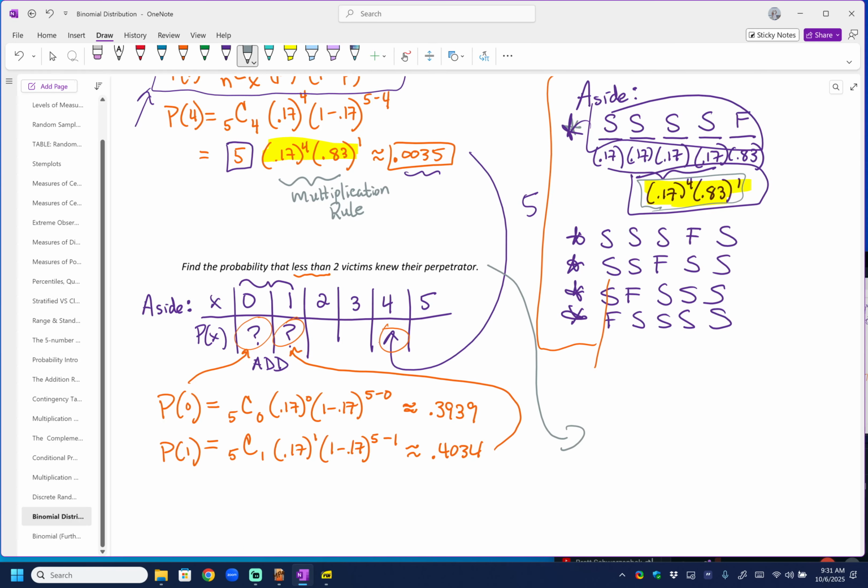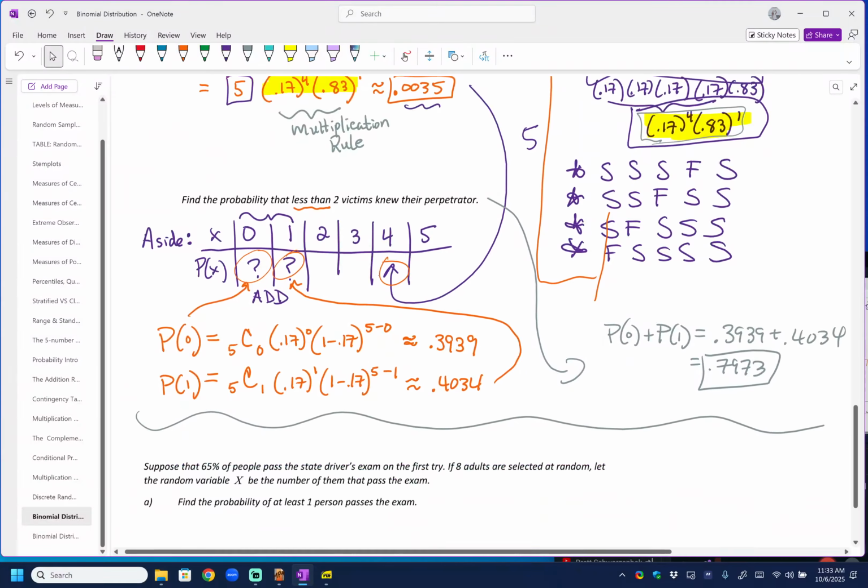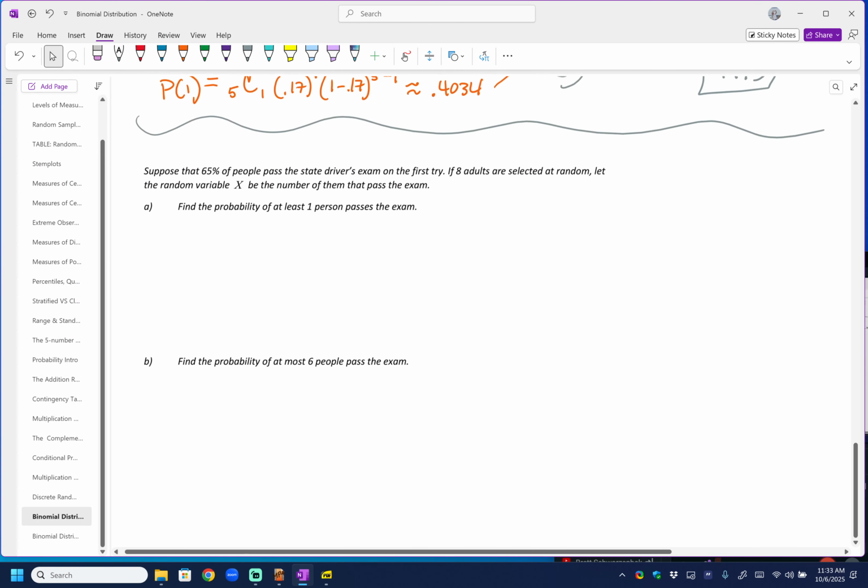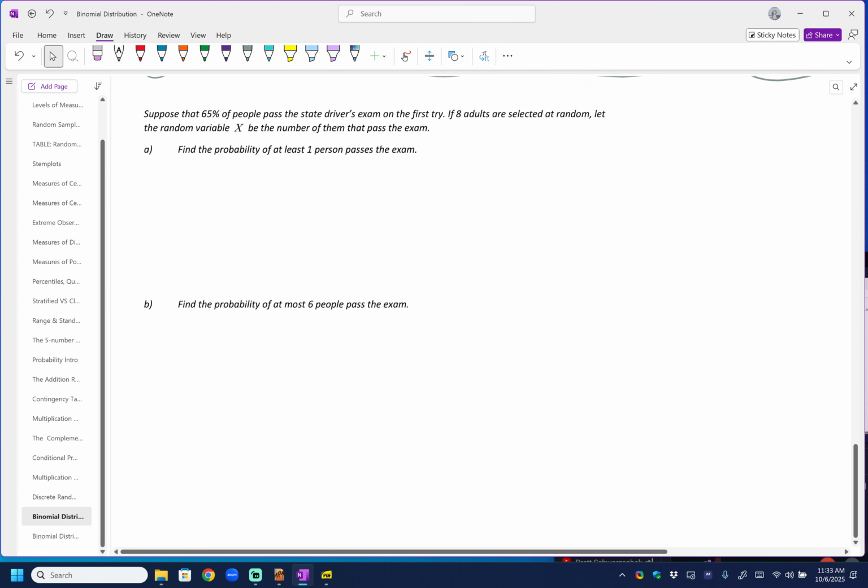It's looking for the probability of 0 plus the probability of 1, which would be less than 2 victims. So we're going to add these two together and get 0.7973 as our probability. Let's move to another example to get some more experience with different types of binomial problems.